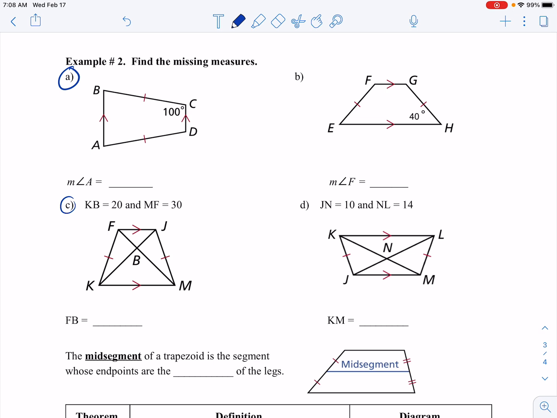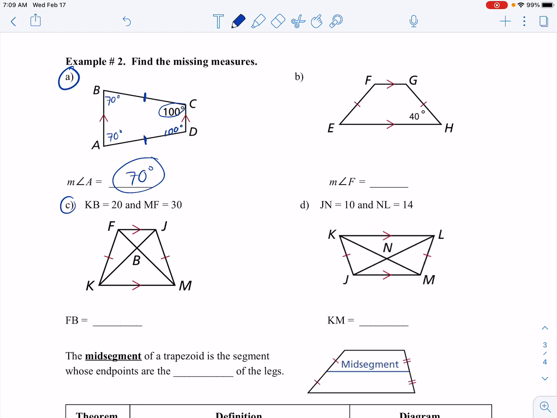For A, this is a base angle, 100 degrees, which means the other base, and this is an isosceles trapezoid, which means the other base angle has to also be 100 degrees. And the angles that are same side interior or leg angle would be 70, supplementary. So then the measure of A would also be 70 because it's a base angle with that side, 70 degrees.